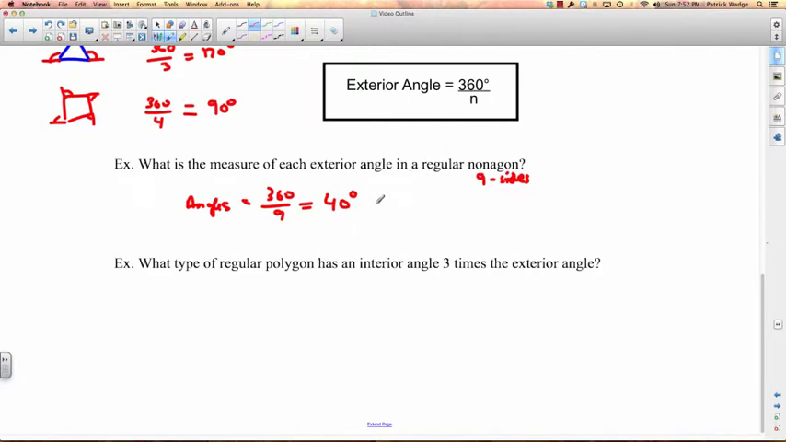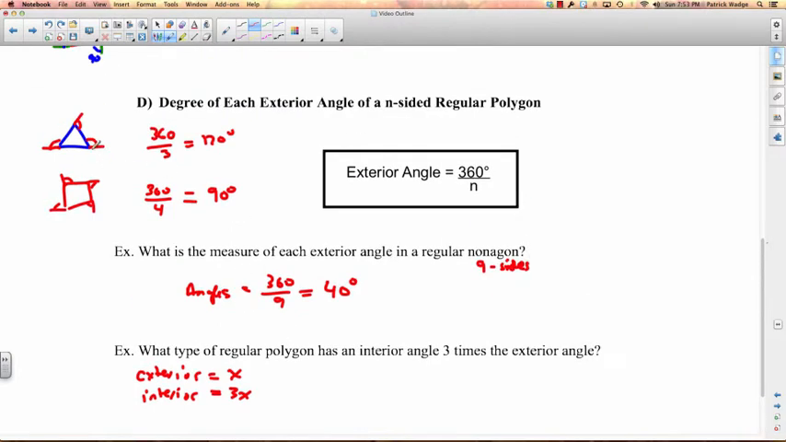And the last one, what type of regular polygon has an interior angle 3 times the exterior angle? Okay, well, we've got exterior and we've got interior, and we don't know either. So why don't we call one of them x? Which one would be easier to call x? I think exterior would be easier, because interior is 3 times as much. 3 times that is 3x. Now, if you look at the interior and exterior angles of any of these, what do the interior plus an exterior always equal? What does this red angle here plus this one equal?